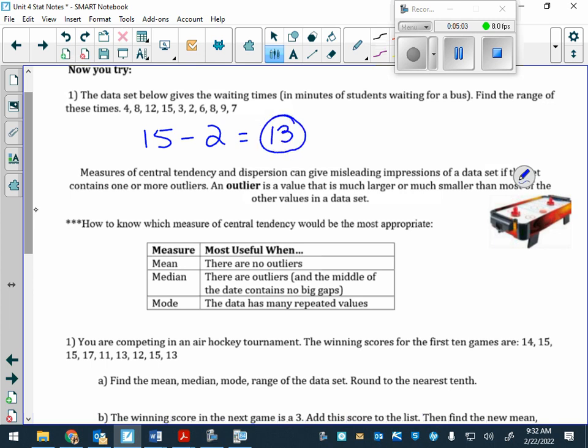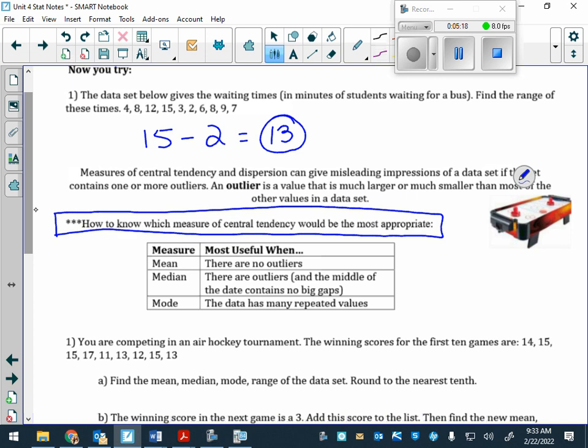Good. Some important facts to determine which measure of central tendency should be used. This is important, especially if you have an outlier. What is an outlier? It's one that doesn't fit in. So if we have all the test scores roughly in the 90s, and someone, let's say, got a 50, is that an outlier? Yeah.